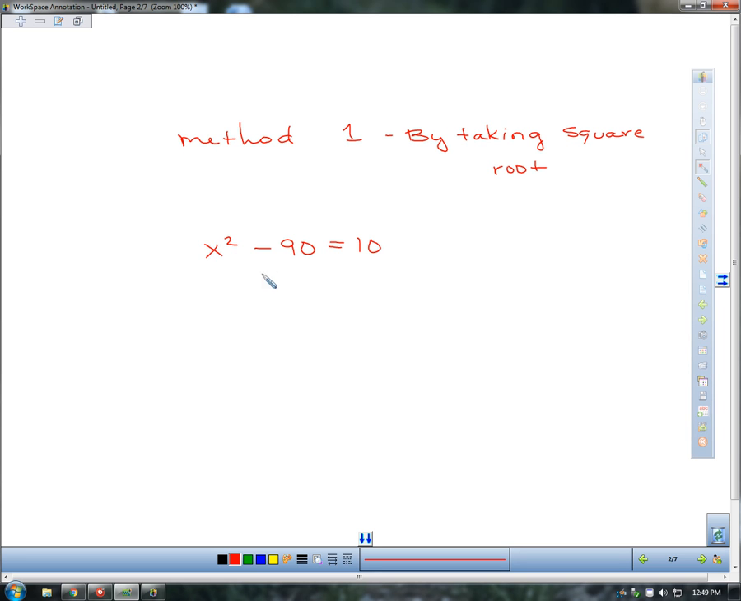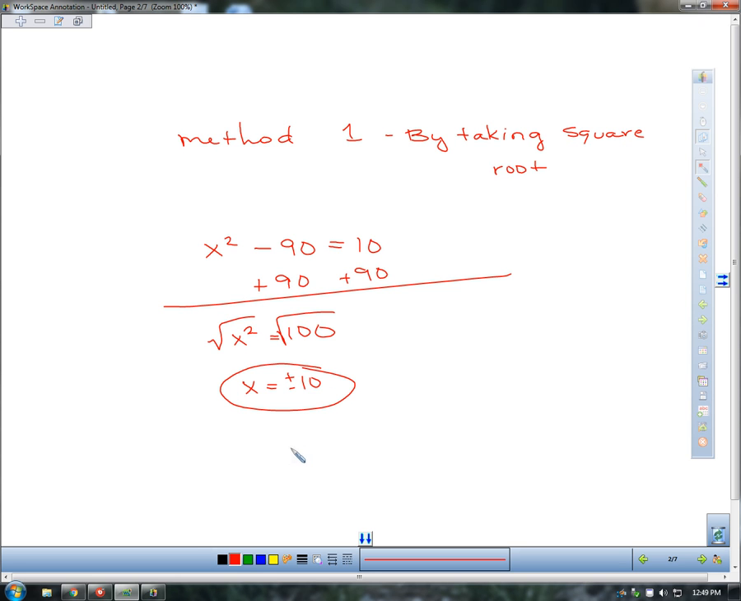To solve for x squared, I've got to add 90 to both sides. There's 90. So I have x squared equals 100. In order to get x by itself, I need to get rid of the square, so I take the square root. I square root both sides, and I get x equals plus or minus 10. And remember that plus or minus. It makes a big difference, okay? But that is solving by taking the square root. You will have one of these to do by hand, no multiple choice, on the test.